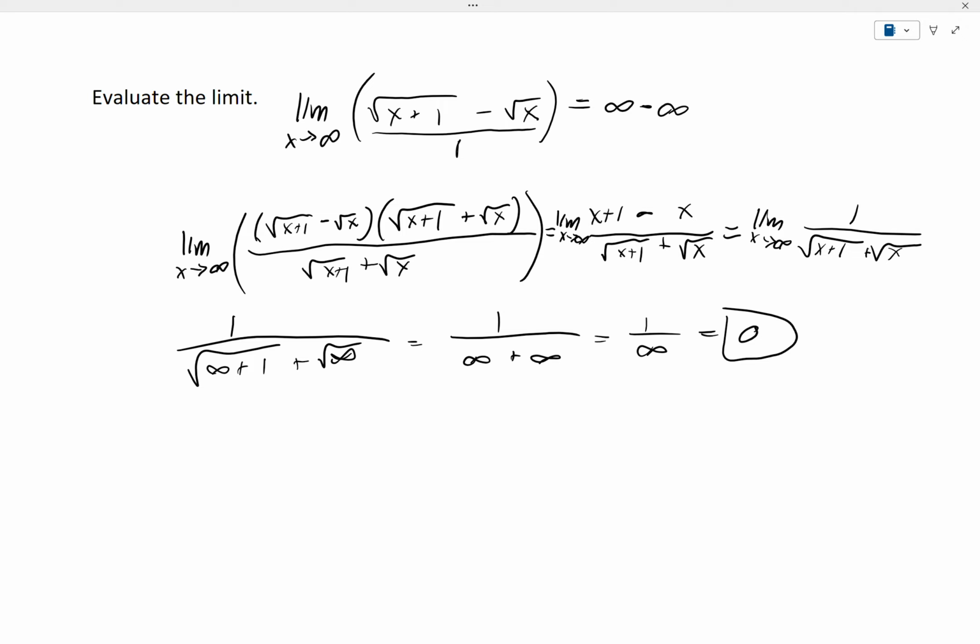So that's how you do a limit like this that has two roots where you can find the conjugate of it. Usually that's what you do. You multiply and divide by the conjugate, and that allows you to get out of your indeterminate form.